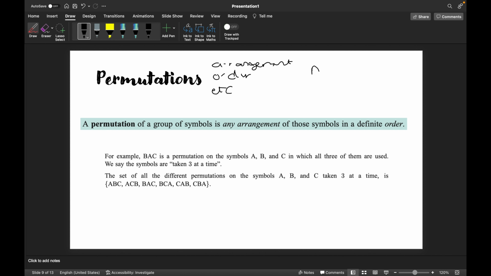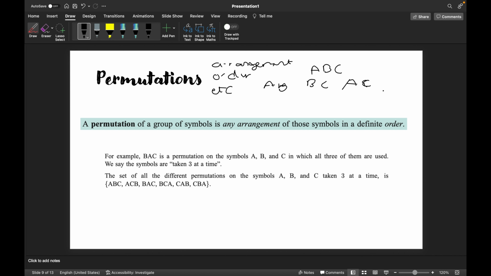So imagine we have A, B, C. Let's just take a very simple example. So let's say we take 2 and we arrange them. So let's say A, B, B, C, A, C.